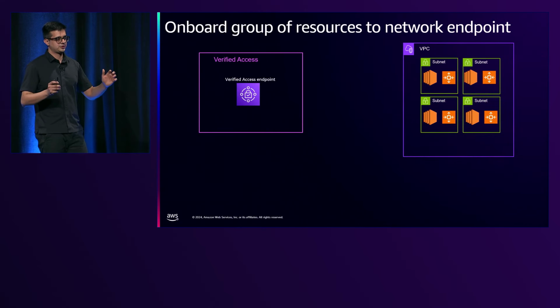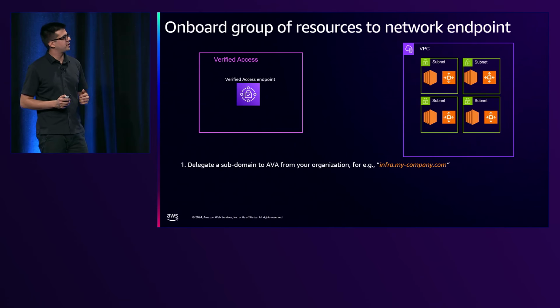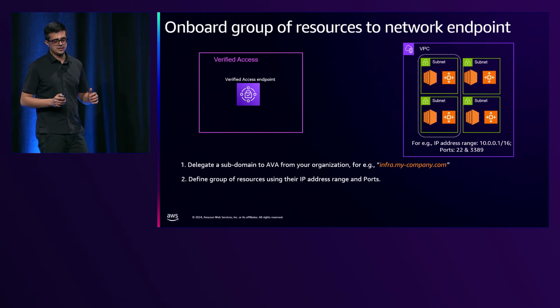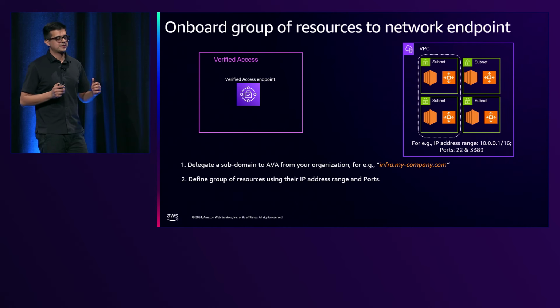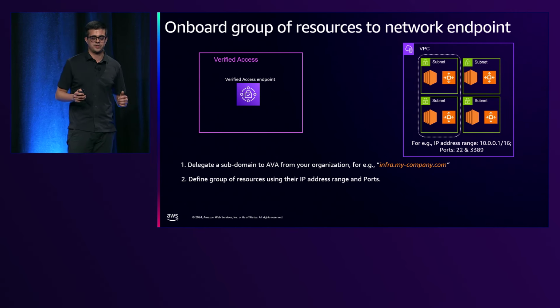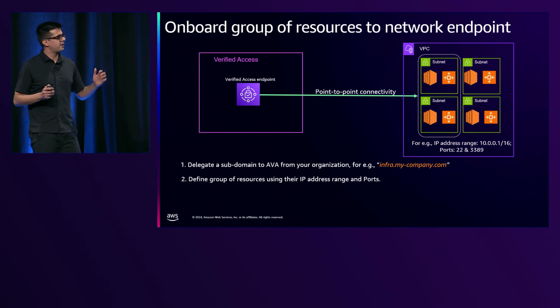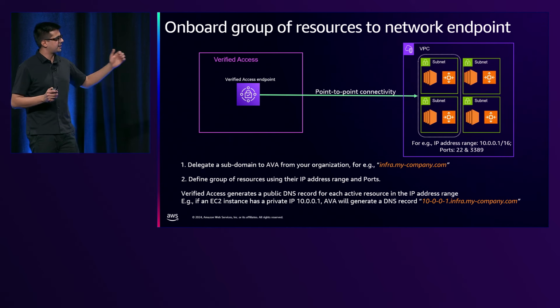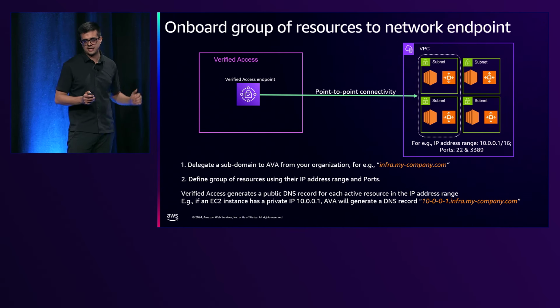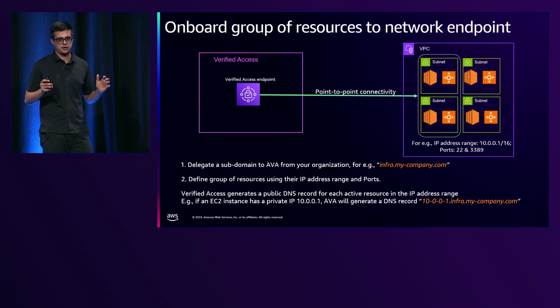So when you're creating a network endpoint, which is to onboard a group of resources, first, delegate a subdomain to Verified Access. This is a one-time step. Next, specify a group of resources by defining their IP address range and the ports that you want to enable access to. For example, here, I have defined an IP address range of 10.0.0.1/16 and only allowed ports 22 and 3389, which are specific to SSH and RDP use cases. And once you do so and create the endpoint, Verified Access connects to each active resource in the network that you have defined. And next, it also creates a public DNS record that your end users can use to access these resources. So it's that simple. Just delegate the subdomain, tell us the network that you want your end users to connect to. Not the network, but the resource in the network, sorry.